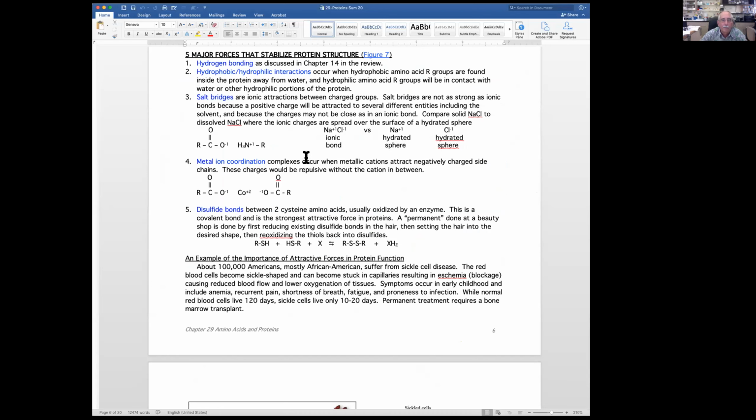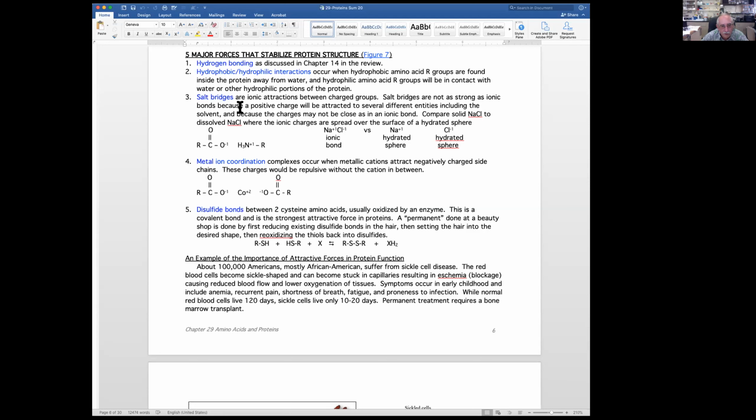Okay, so to go over them a little bit more, hydrogen bonding, you guys know what that is. Hydrophobic, hydrophilic interactions. That's why if you look at a water-soluble protein, inside the protein, away from water is where you're going to find the hydrophobic amino acids. On the surface of the protein, you're going to have the hydrophilic ones. Okay.